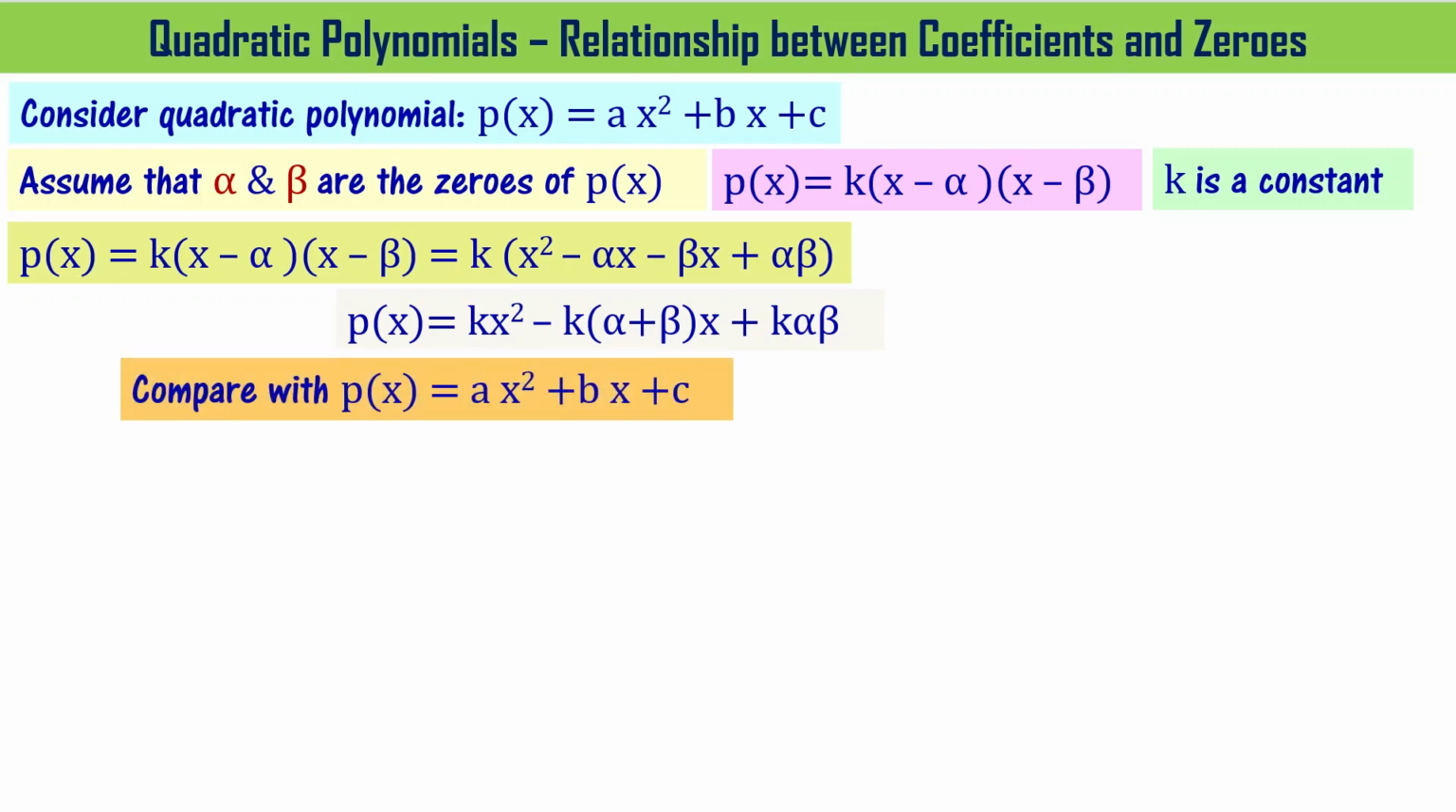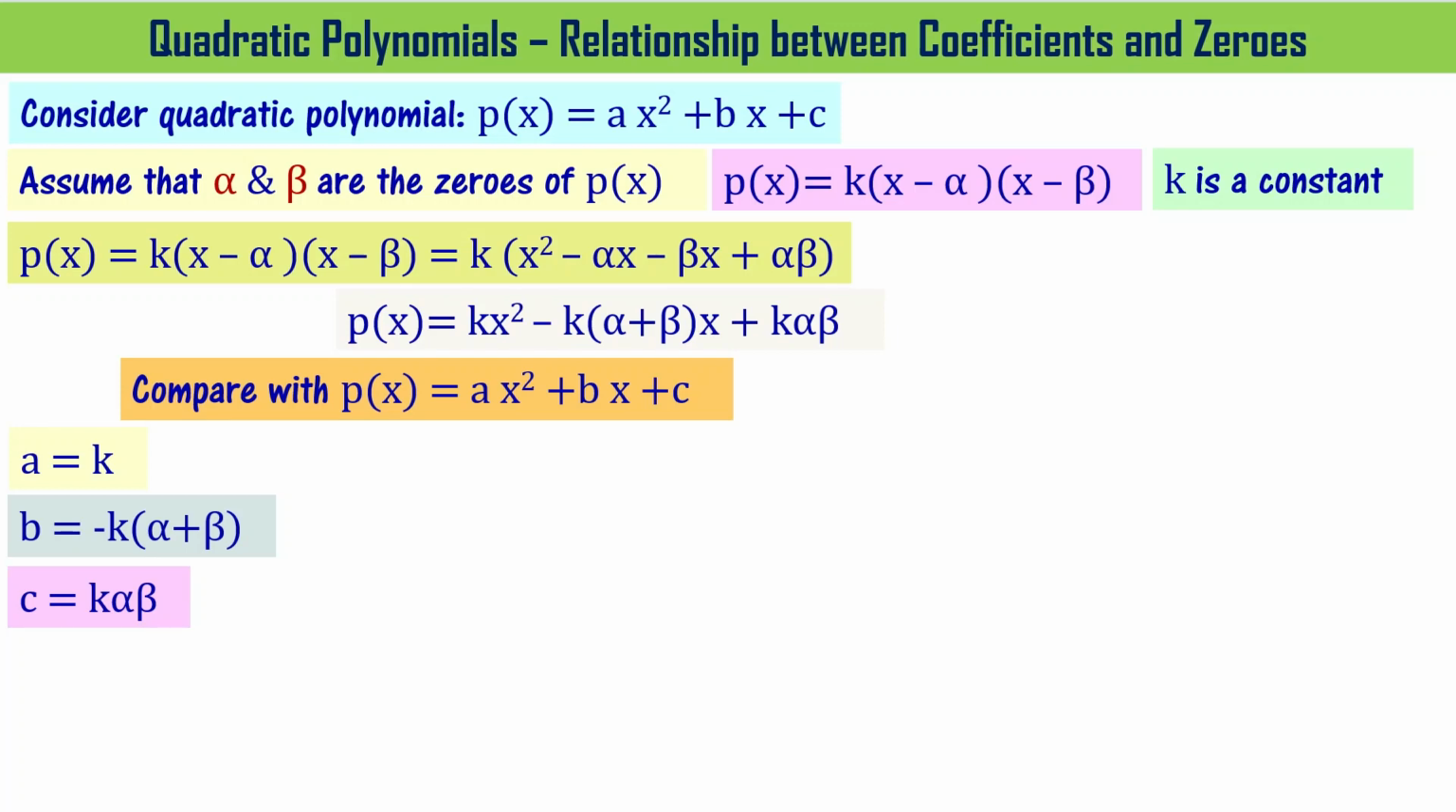Earlier we said that p of x equal to ax square plus bx plus c, right? So let us compare these two polynomials. When you compare the first term, that is the term containing x square, you can say that kx square equal to ax square, right? Since both the functions are p of x only, we can say that a equal to k. And when you compare the terms containing x, you can say that b equal to minus k times alpha plus beta, right? And compare the last terms so that you can write c equal to k times alpha beta, right?